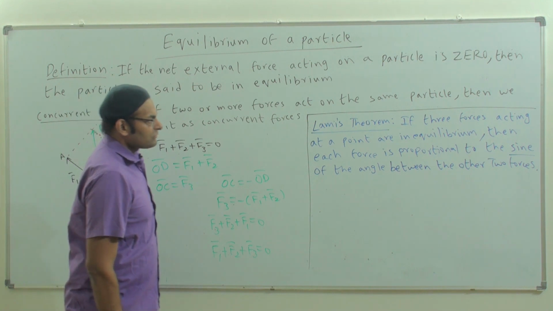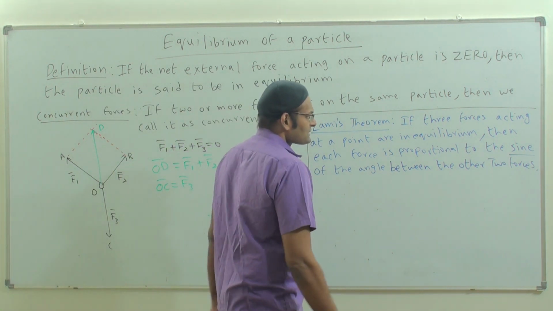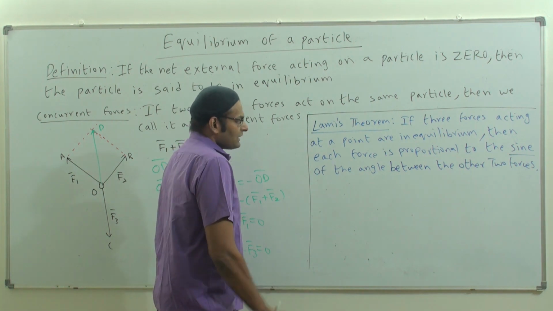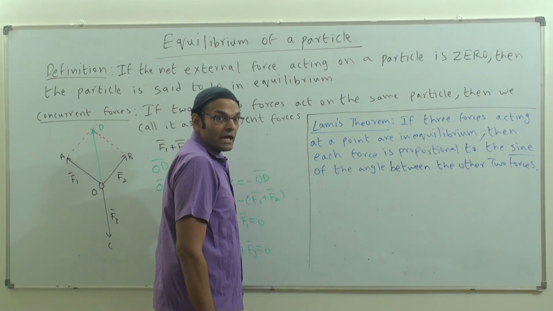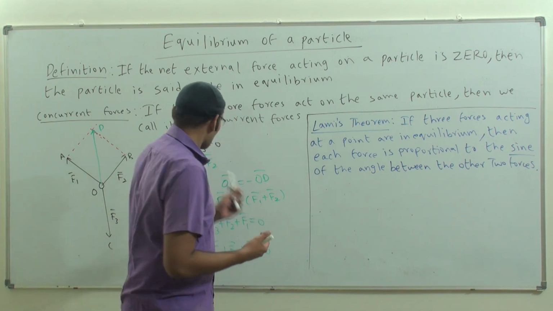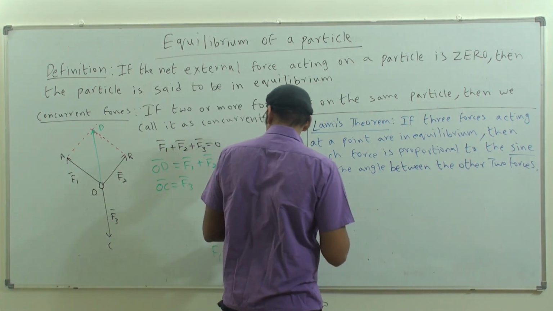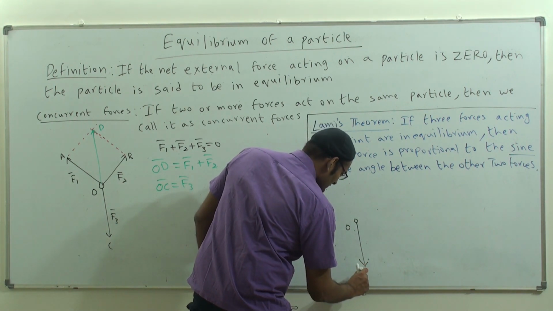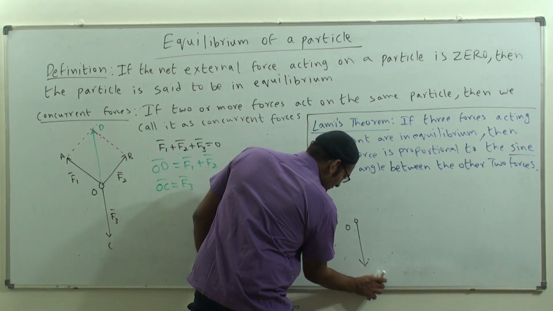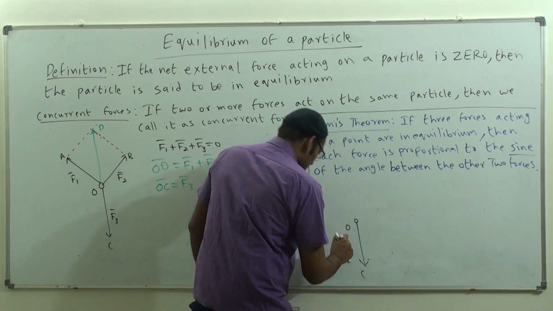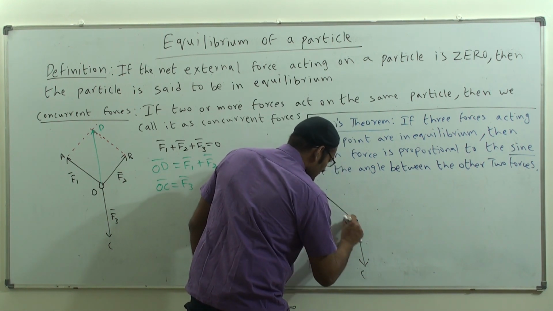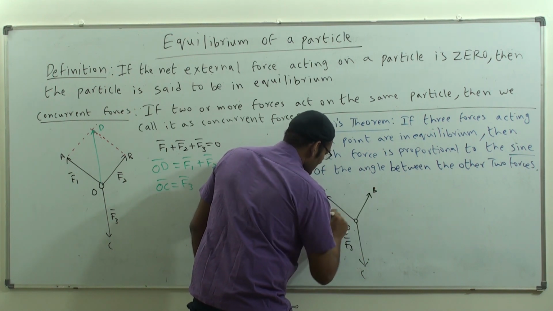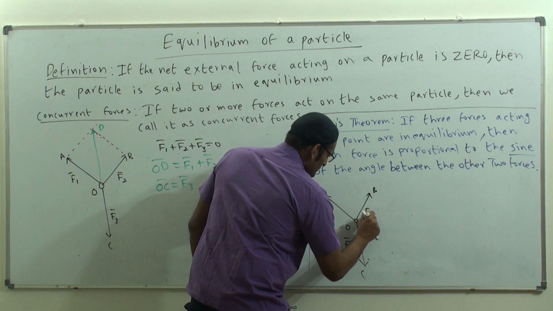So let's go to the next concept, that is Lami's theorem. What it says: if three forces acting at a point are in equilibrium, then each force is proportional to the sine of the angle between the other two forces. So I'll draw a similar figure here. This point O, this is point C, this is F3, this is A, this is B, this is F1, this is F2.